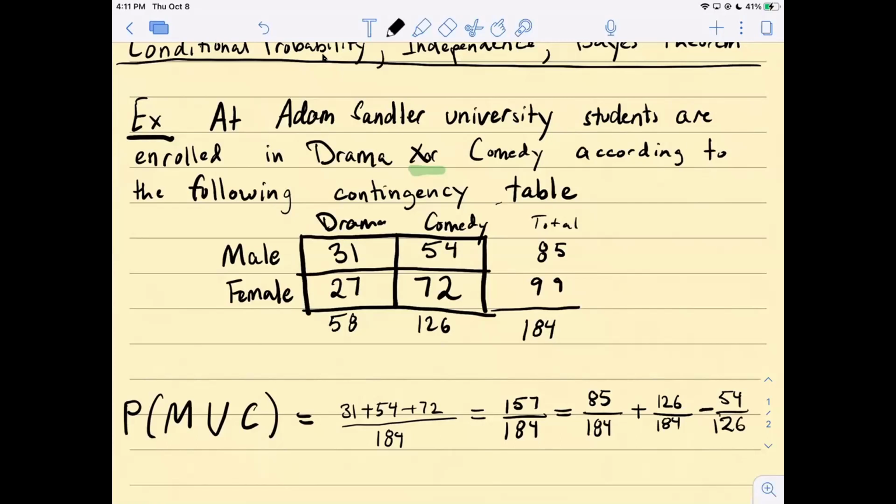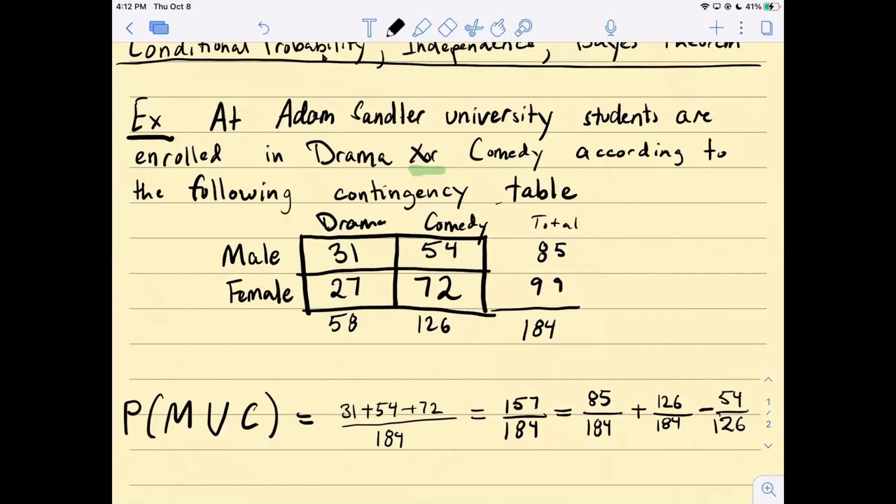Okay. Very good. Please hit yes if you're comfortable with this example. And you also see the trap. Sometimes people just add the percentage of comedy students and the percentage of male students, and they miss the overlap. So make sure you see clearly what squares you need to add together.